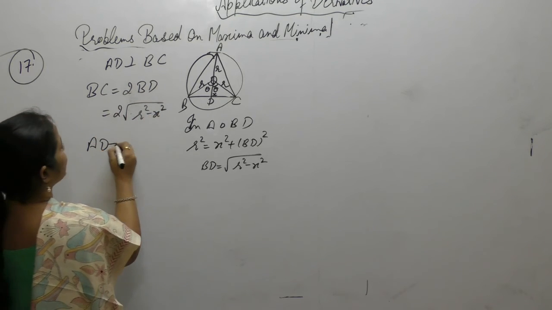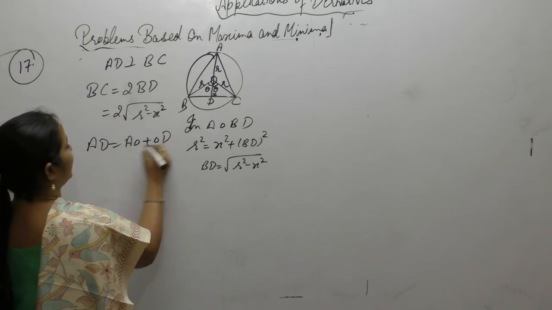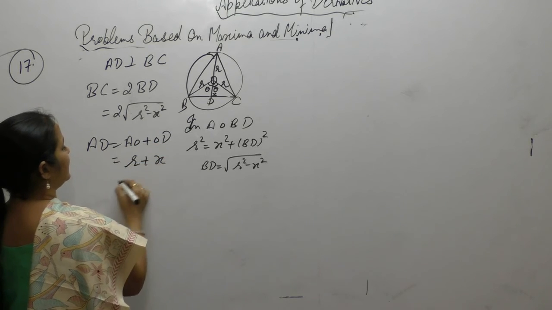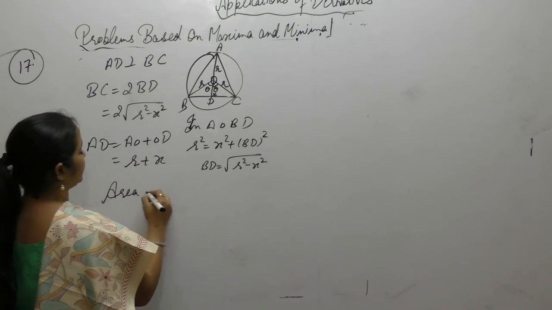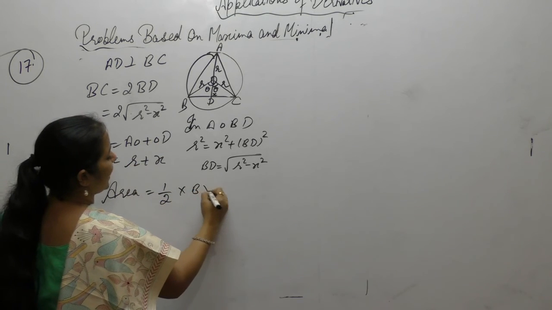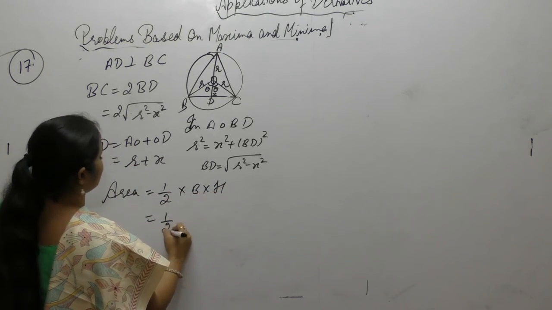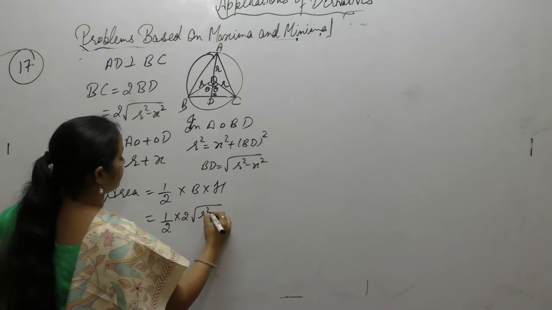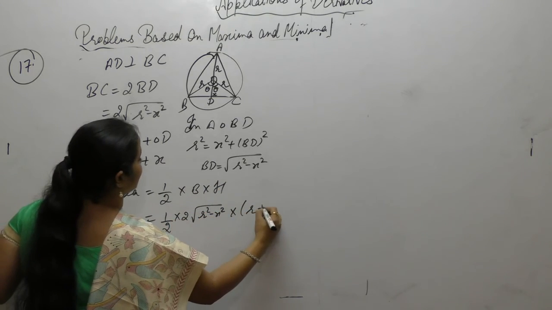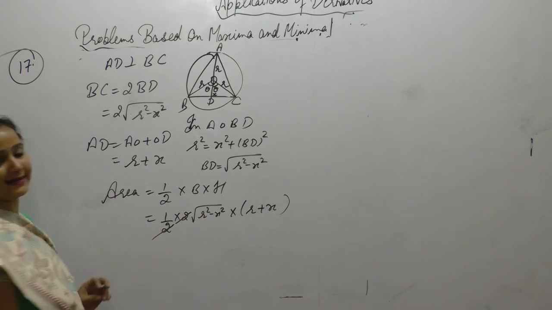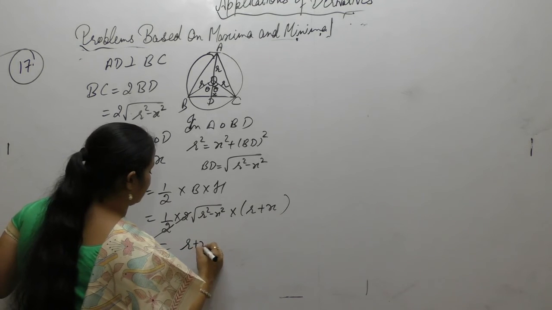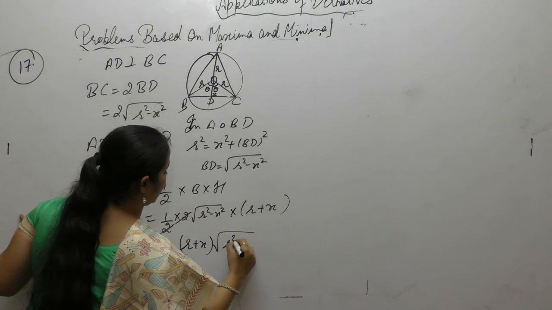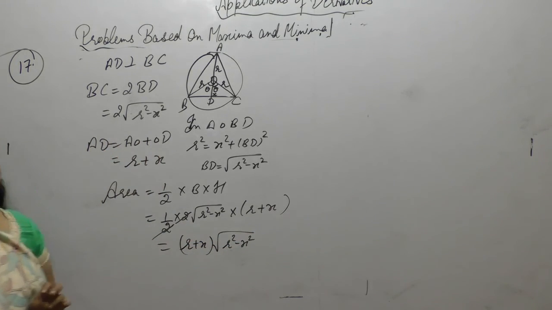And AD is equal to AO plus OD. AO is the radius of the circle. We have taken this side as x. Now the area of the triangle is half base into height. Base is BC and height is R plus x. 2 will get cancelled here. So we get R plus x into square root of R square minus x square.